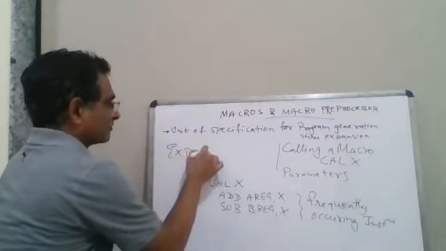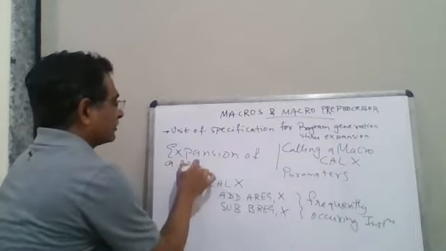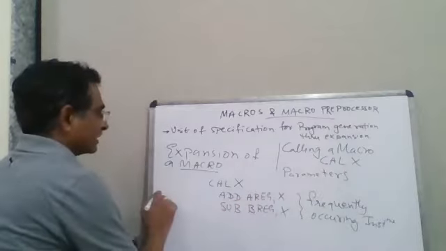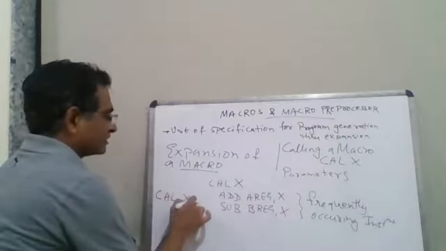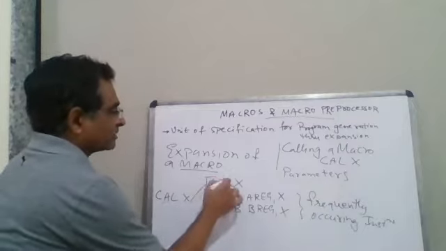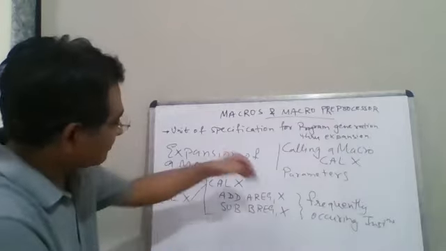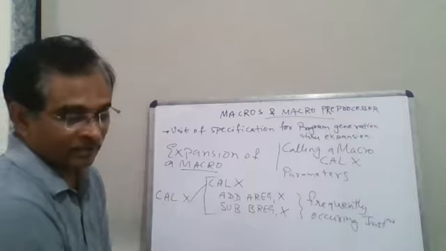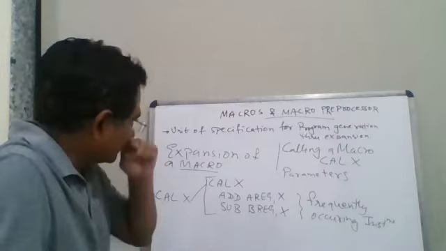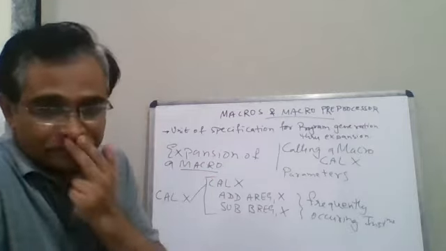Expansion of a macro: whenever I am calling a macro, let's say CAL X was there, this is actually expanded to this many statements, right? So this is how calling a macro works. This X would be substituted into all the other parameters. Now, what is the difference between a macro and a subroutine? That we must understand.